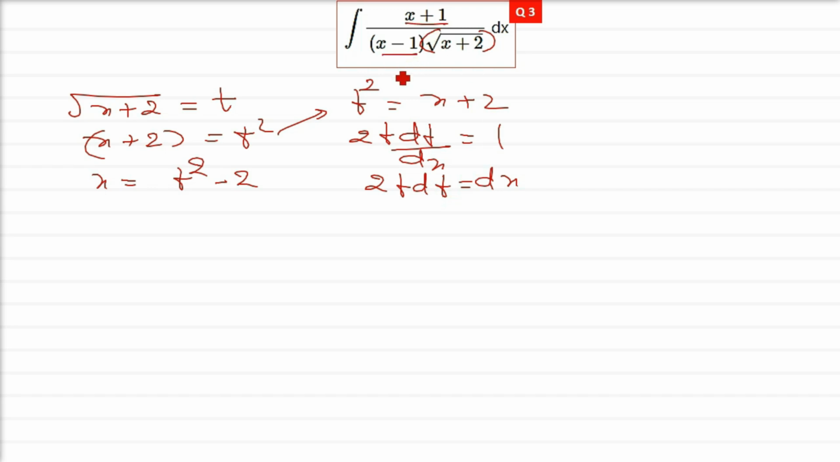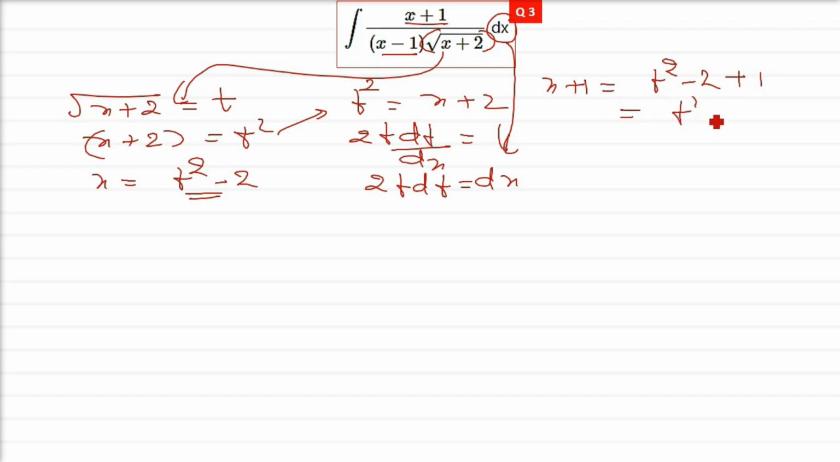Now we have to change this x plus 1 and x minus 1 also in terms of t. So x plus 1, x minus 1 is remaining because dx will be replaced by 2t dt, and this under root x plus 2 will be replaced by t. So let's write this x plus 1. X we have found out as t square minus 2. So just add a 1 here. This will be t square minus 1. For x minus 1 it will be what? t square minus 2, and then you subtract 1. So t square minus 3 will come. So the numerator is t square minus 1, and the denominator is t square minus 3.